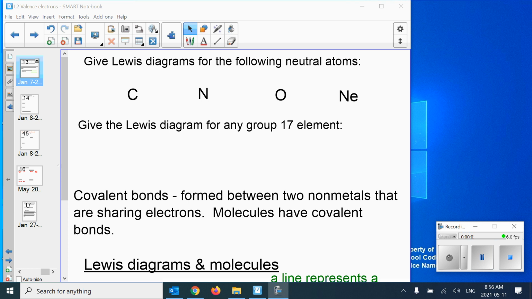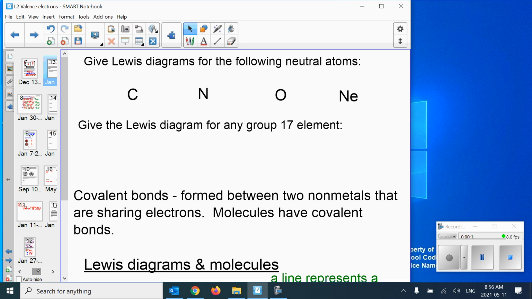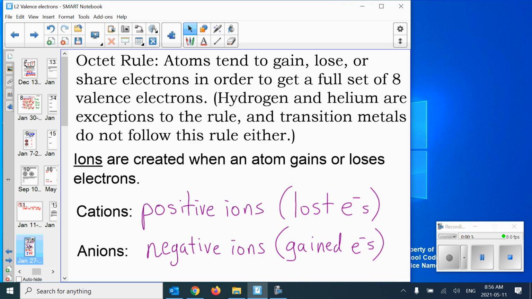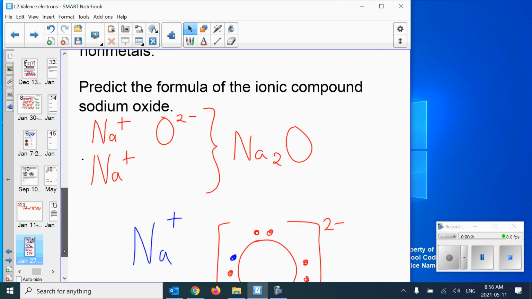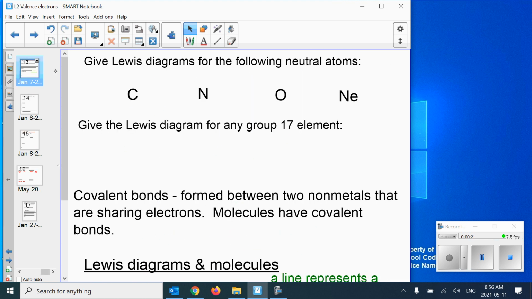Okay, welcome to not calculus, chemistry. I'm picking up this valence electrons quiz. If you recall, we just looked at the octet rule, that 8 electrons, with some exceptions, helium and hydrogen and so on. Right now, I want to talk about this. Give the Lewis diagrams for the following neutral atoms. That means you need to know the valence electrons real quickly.